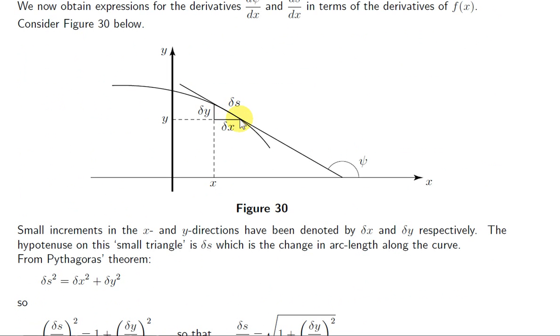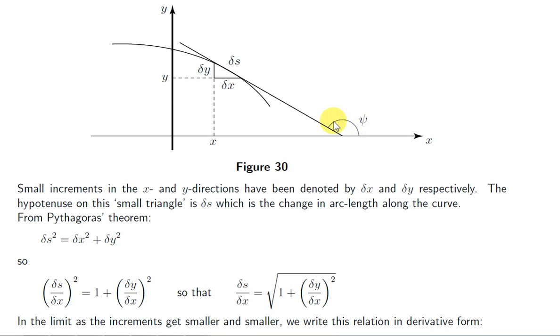Well, the tangent line at our point on the curve makes angle psi with the positive x-axis. And we know that the slope of a tangent line to the curve at x is just the derivative of the function at x. It's just f prime of x, or dy dx. Now the slope is also given by tan of psi, tan of the angle the line makes with the positive x-axis. So df dx or dy dx or f prime of x equals tan of psi.